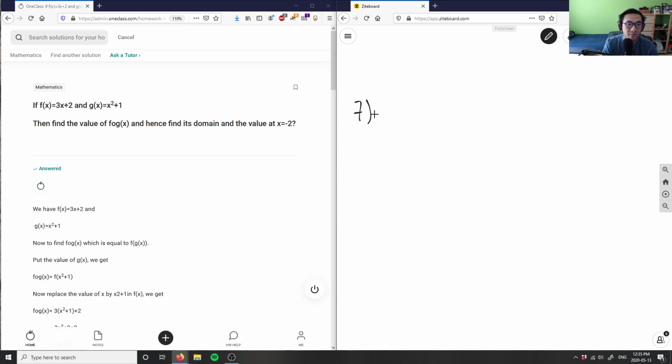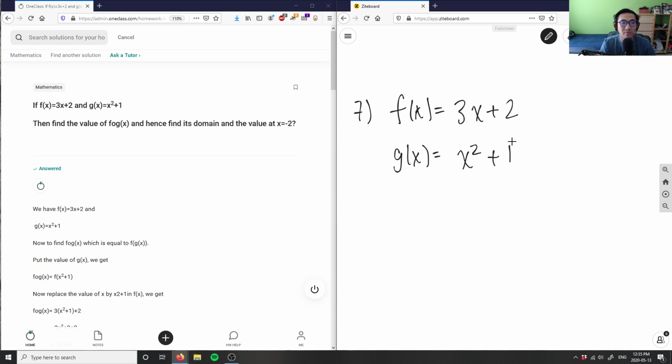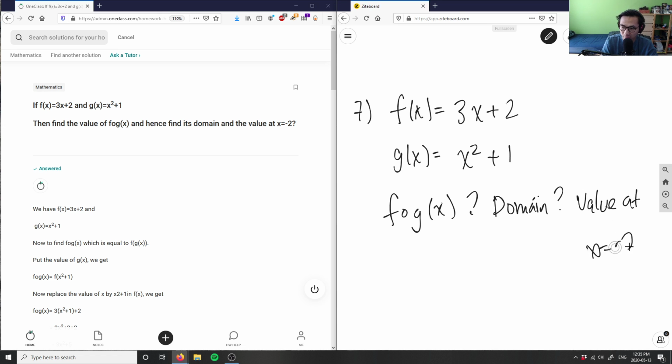So number 7 is asking us: if f of x is 3x plus 2, and if g of x is x squared plus 1, find the value of f of g of x. So this is our composite f of g of x, and I want f of g of x, and I want the domain, and I want the value at x equals -2. Okay, so I have a lot of things to do here.